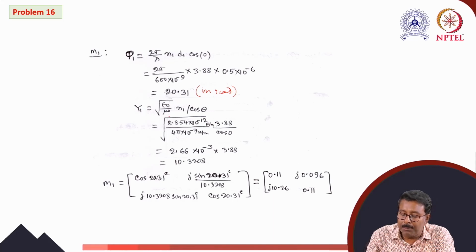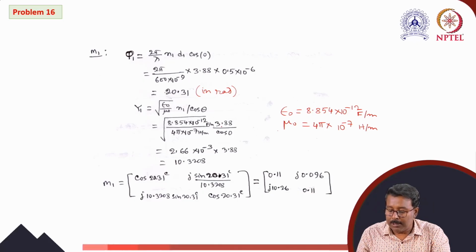Y1 will be epsilon 0 by mu 0, N1 by cos theta. The cos term is 0, but epsilon 0, you know, is 8.854 into 10 to the power minus 12 farad per meter, whereas mu 0 is 4 pi into 10 to the power minus 7 Henry per meter. These are very important values.